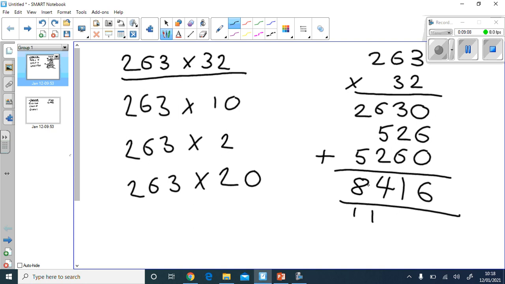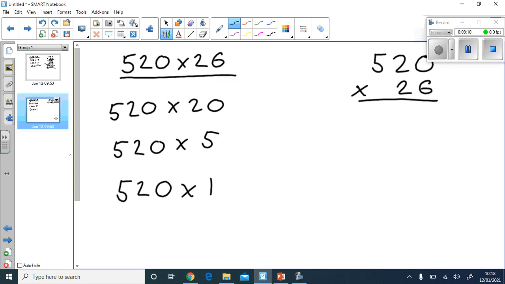Moving quickly on to the next one then. So we've got 520 times by 26. I've partitioned it on the left. I've broken 26 down into 3 different numbers, 20, 5 and 1. And let's give this a go. So 520 times by 20. So we know times by 10 will be 5,200. But then we've just got to double it.